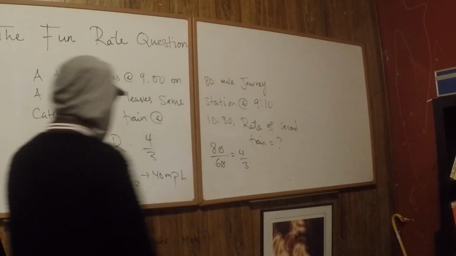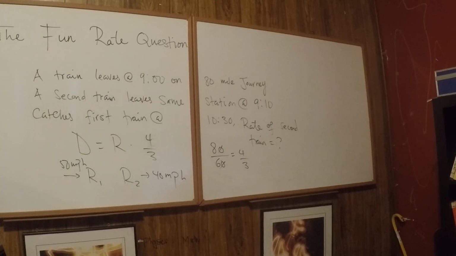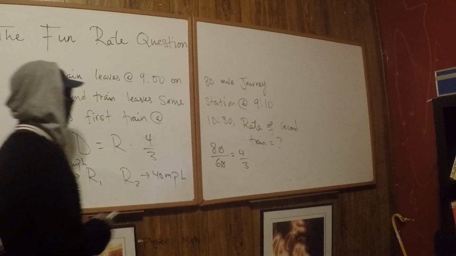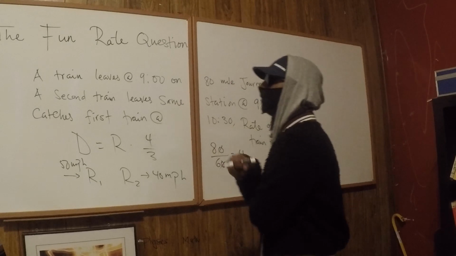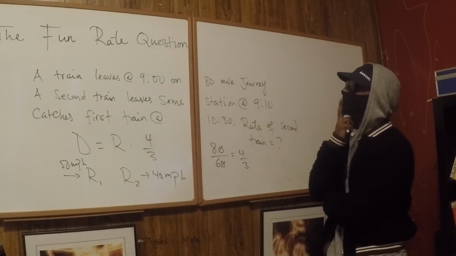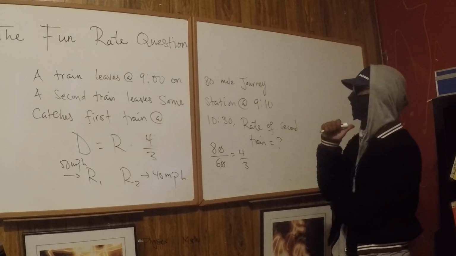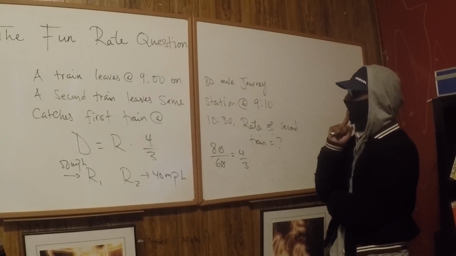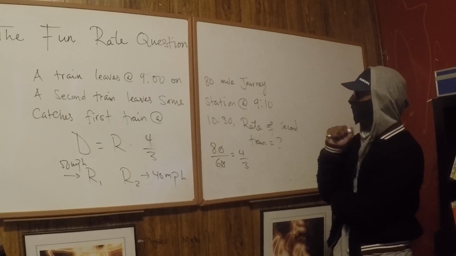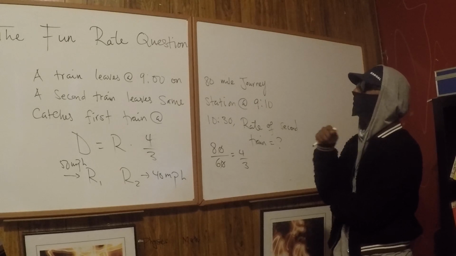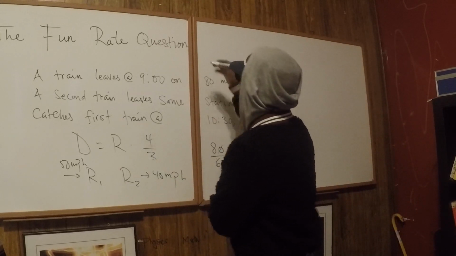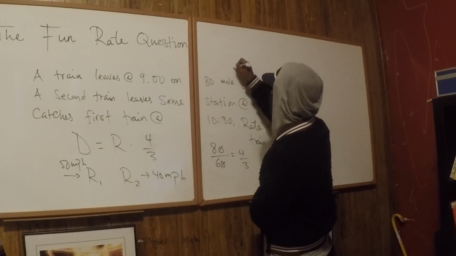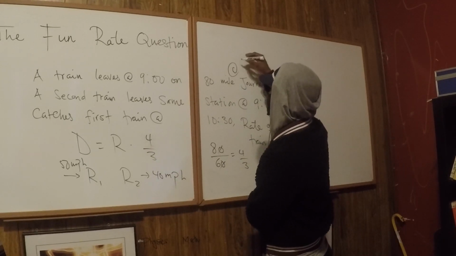So what do we do in this situation? Well, since they're moving in the same direction, we must subtract them, right? So we must do R1 minus R2 or R2 minus R1. That's crucial. Because I didn't tell you how fast the first train is moving, right? We do have to know that. So let's say the first train is moving at like 50 miles per hour. Why not?